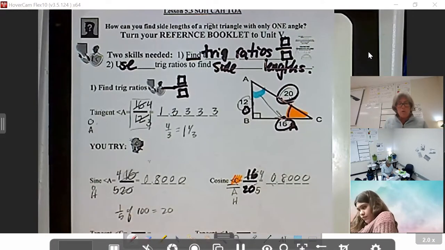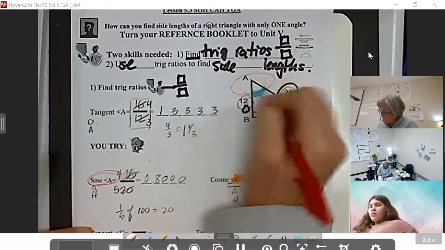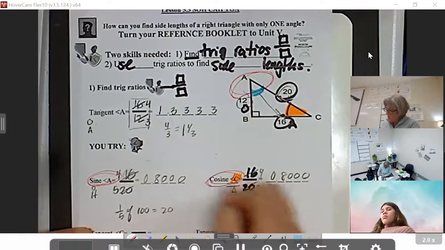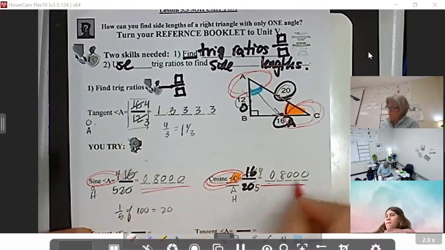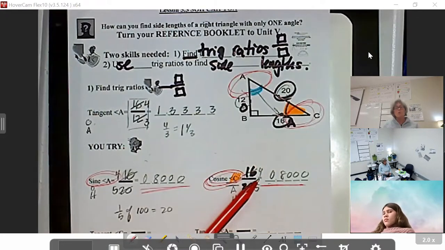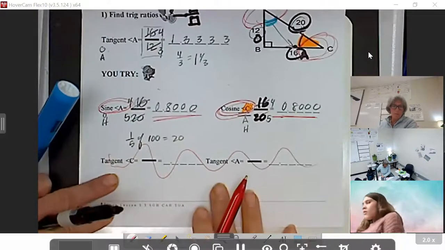What I want you to notice here, folks, is that the sine of one angle is the exact same thing as the cosine of the other angle. Sine and cosine are what are called inverse operations. The sine of one angle is going to be the same as the cosine of the other angle. You can cross these two out.